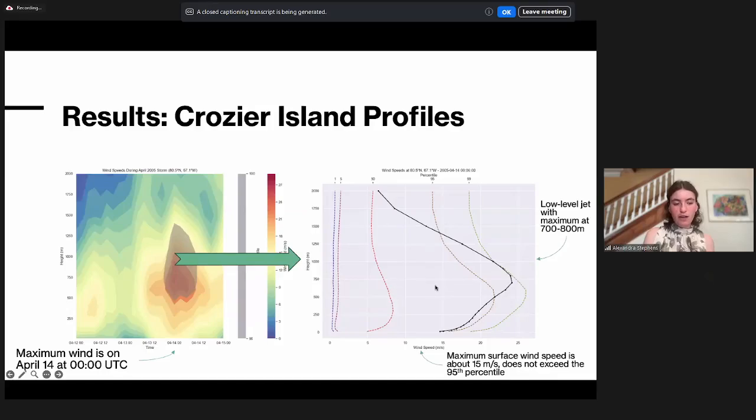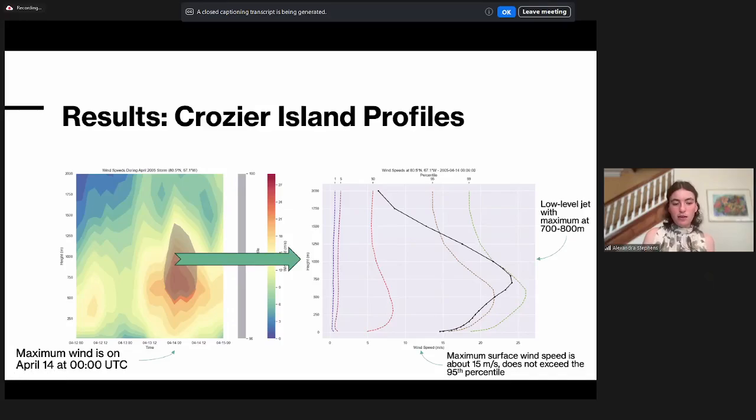Now, in the right plot, you can see this wind speed profile with wind speed on the x-axis and height on the y-axis again. The dotted colorful lines are the 1st, 5th, 50th, 95th, and 99th percentiles respectively, and the solid black line is the data from this time point at the Crozier Island coordinates.